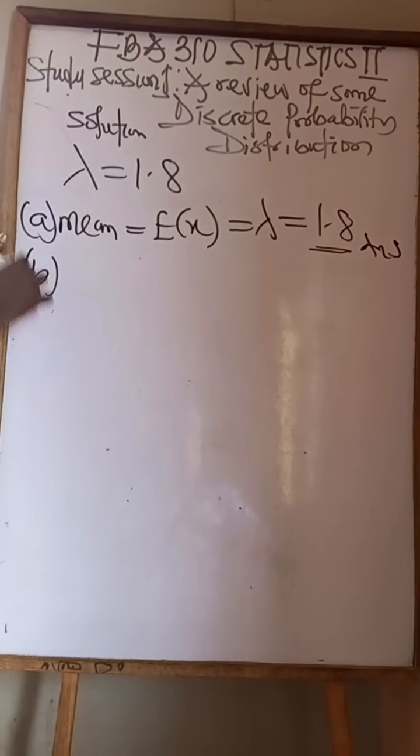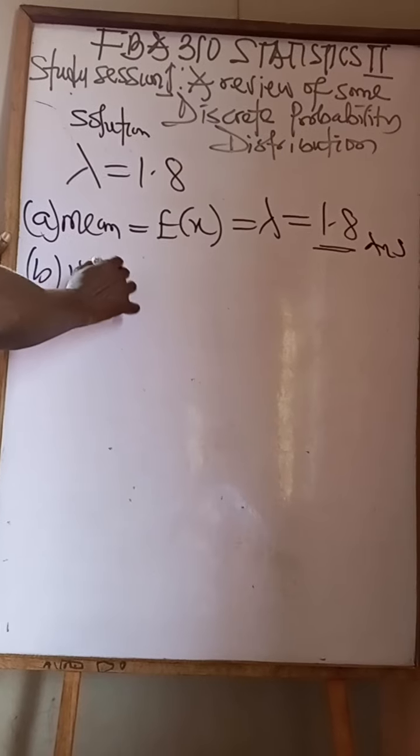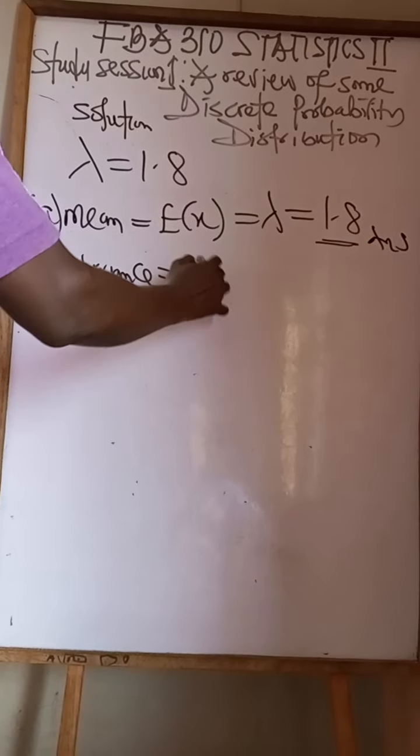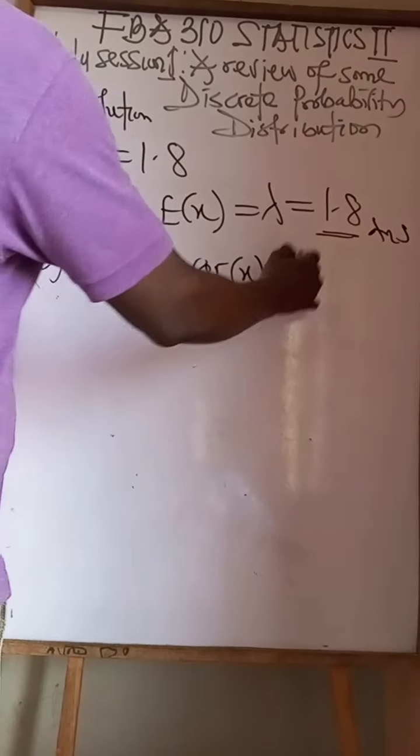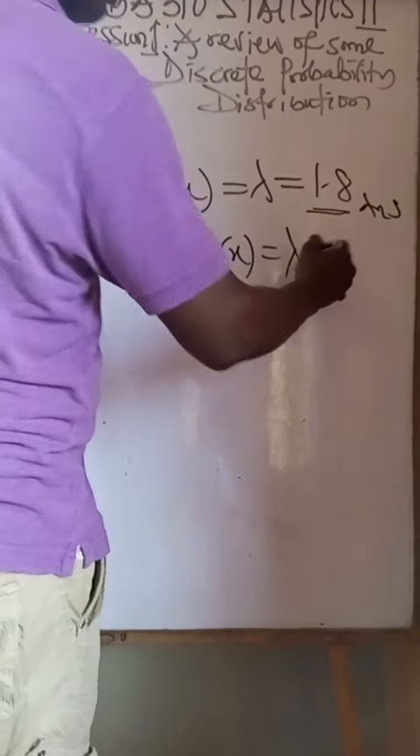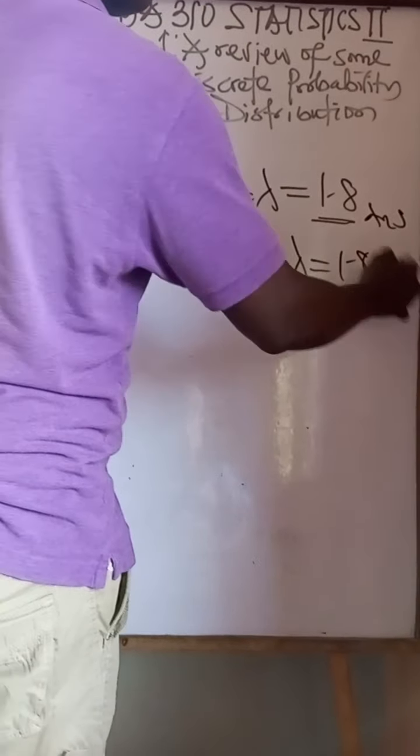Then B, we're asked to find what? The variance. The variance which has the symbol Var of x also equals lambda. And what's our lambda? Lambda is 1.8.